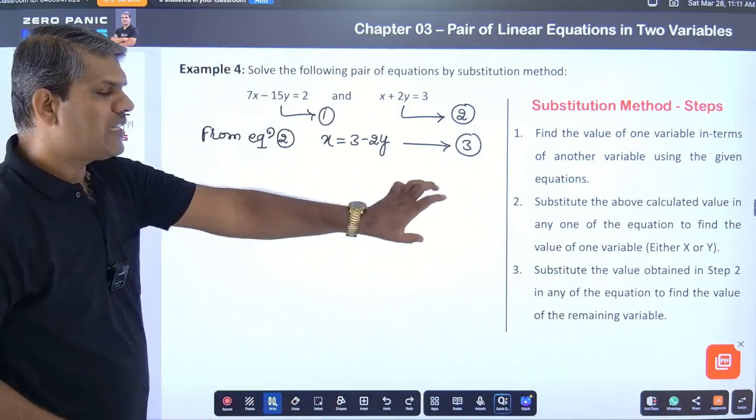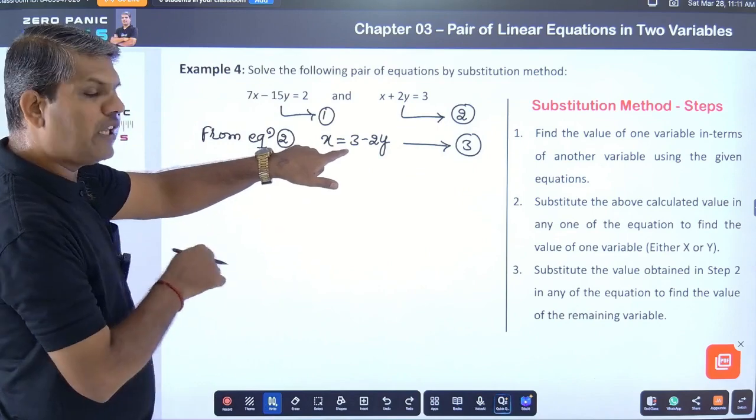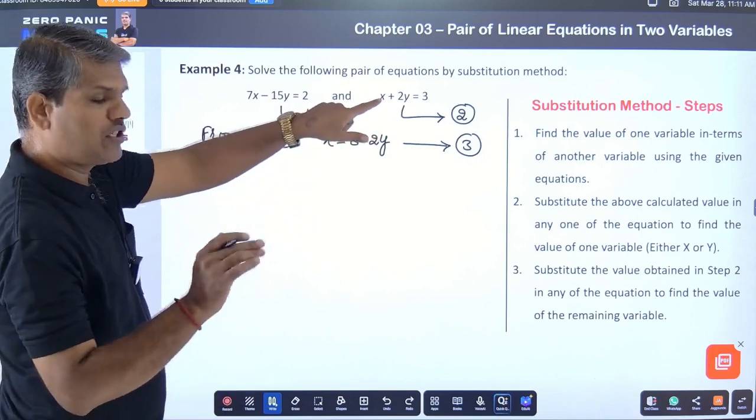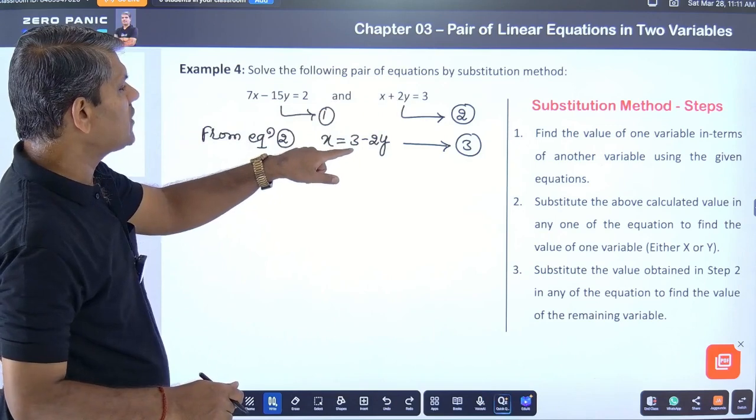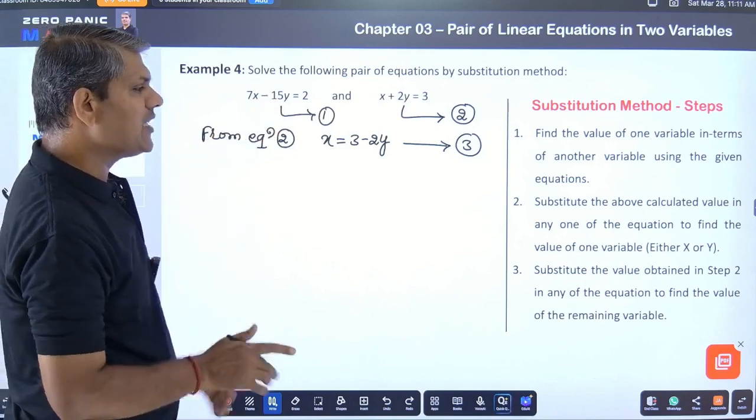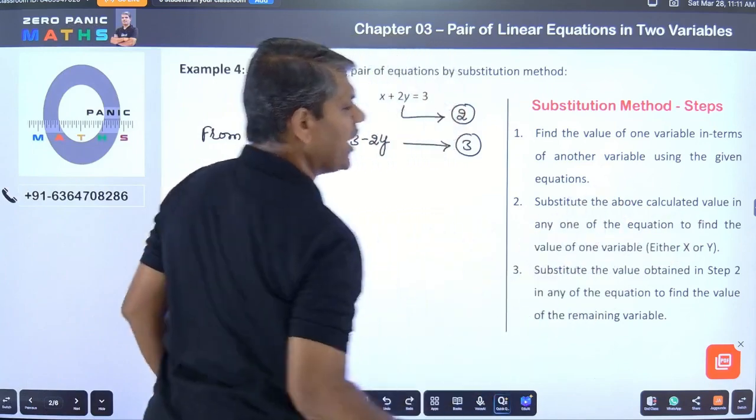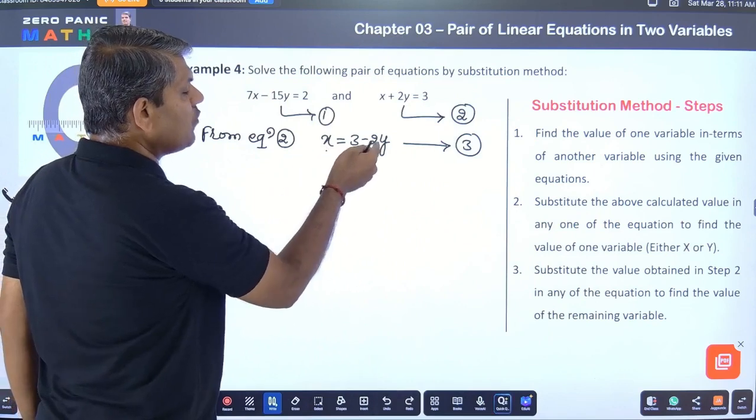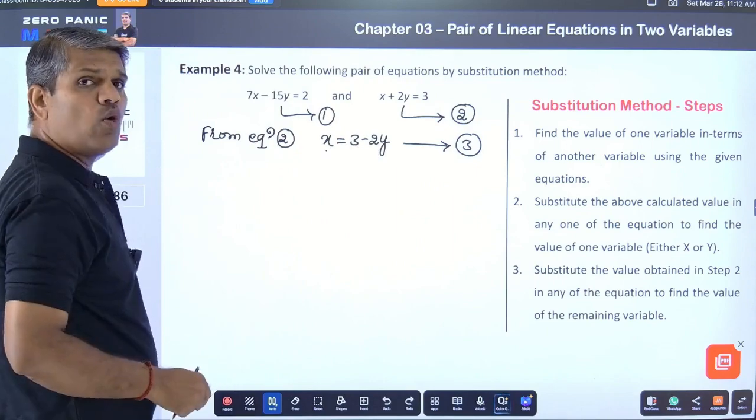So it means that in the second step, you will substitute the value that you found in the first step into any one of the equations. Since I have modified equation 2, let me put this value of x into equation 1. That will actually get us the value of one variable, either x or y. Now since I have found the value of x in terms of y in the first step, I will get the value of y here.